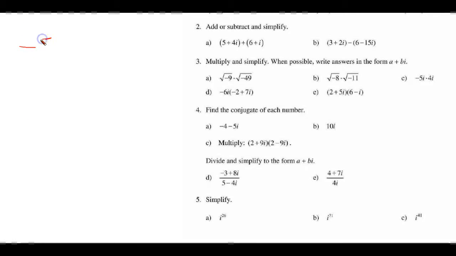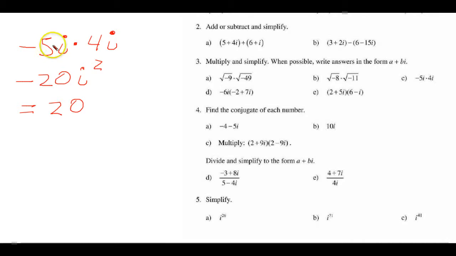So this will become a negative 2 times the square root of 22. This is a negative 5i times 4i. So we can just multiply our numbers, a negative 20 i squared. But what did we say i squared was? A negative 1. A negative times a negative makes this a 20. Notice we're going from imaginary numbers to real numbers now. All right, let's go on.